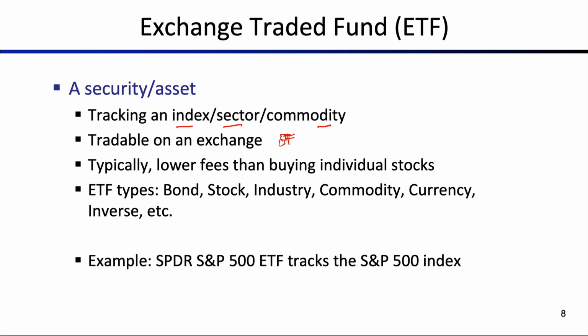There are a variety of different ETF types. There can be bonds, basically loans. There can be stocks, industry, commodity, currency, or even inverse ETFs. So an inverse would be something where you bet on the decline of the asset value of a particular index, sector, or commodity, for instance. So a particular example of an ETF would be the SPDR S&P 500, which is an ETF that tracks the S&P 500 index. It's an index of 500 tech companies.